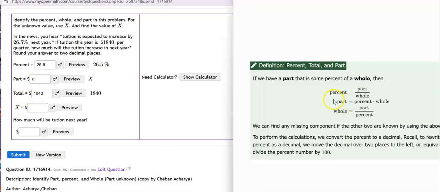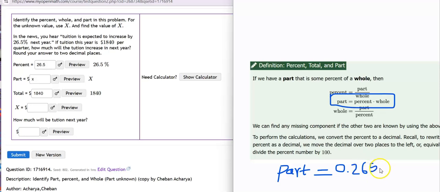So here's a formula for the part. Part is going to be whole times percentage. So to find the part, you multiply percent times whole. The percent is going to be 26.5%, but when you put in the formula, you must put in the decimal. 0.265 times whole is going to be $1,804.